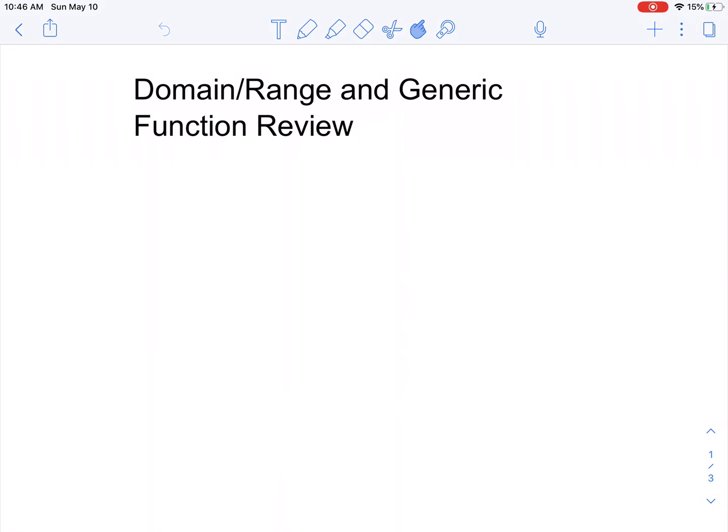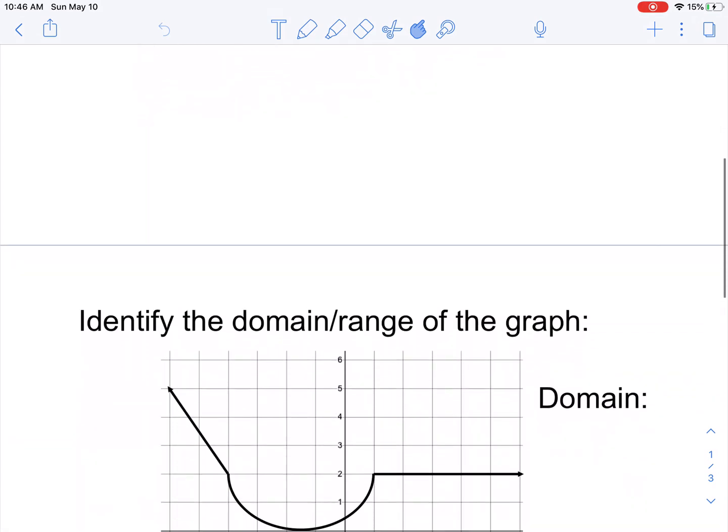It's based on domain and range and generic function review. This is something we did way back in August. Seems like forever ago now. But this is only going to be a few minutes long, just to go over some of these things again, because this is something that will be covered on the last mastery quiz.